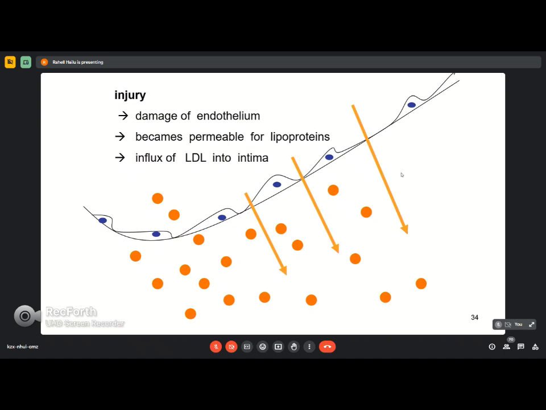Whenever there is an injury, the endothelium is basically activated. Endothelial activation is mainly manifested through two main things. The first one is it becomes much more permeable, or it just becomes leaky, just like what you see in the case of acute inflammation. It becomes much more leaky.